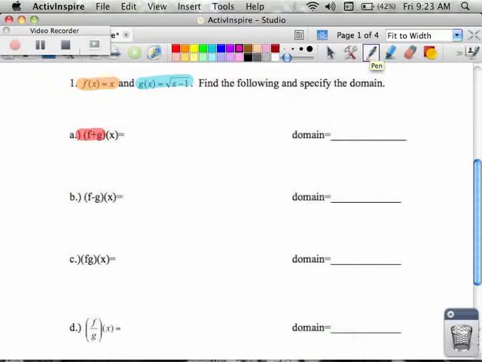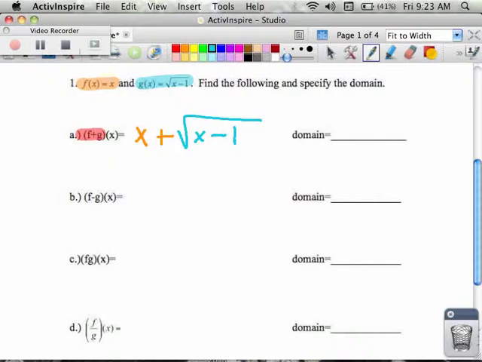If I combine them, all I'm really doing is writing down the f function, which is x, plus the g function, which is the square root of x minus 1. Oh look, it's both the functions with a plus in between. That's what it means to add them.